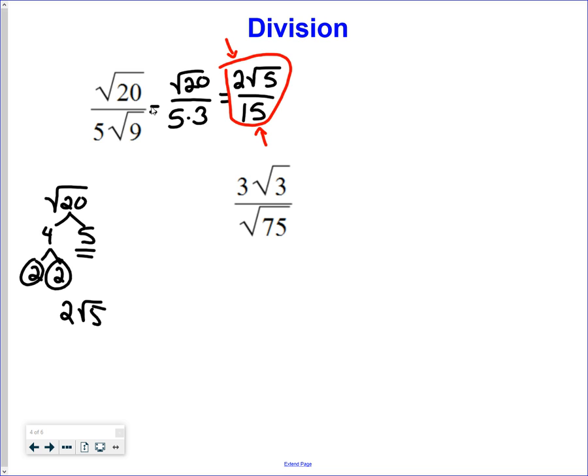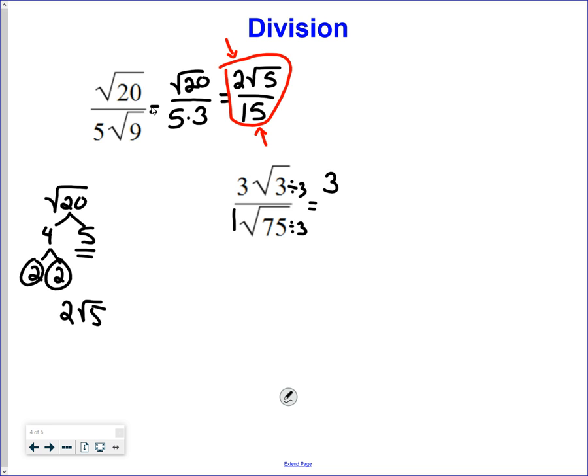Now, this is like having a little 1. I can't reduce the 3 and 1. I look at the radicals. Are they either one a perfect square? Neither one's a perfect square, but can I simplify 3 and 75 since they're both under the radical? Well, does 3 go into 75? I'm trying my calculator. Yep. So I'm dividing both of those radicals by 3.